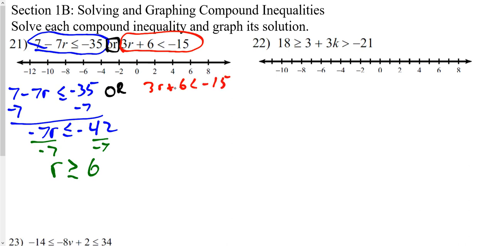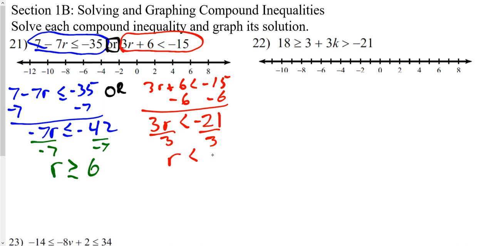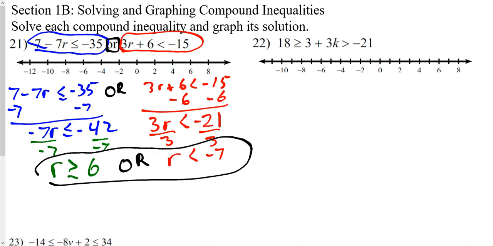So I have to undo my plus 6, so I'll subtract 6 from both sides. Then I have to undo my timesing by 3, so I'll divide both sides by 3. And so your answer with inequalities is this, but it also does say to graph.